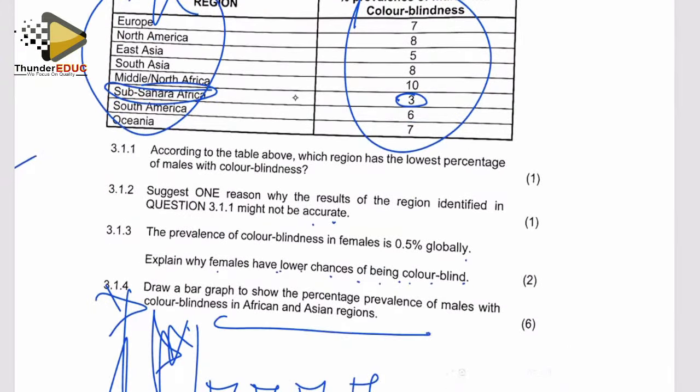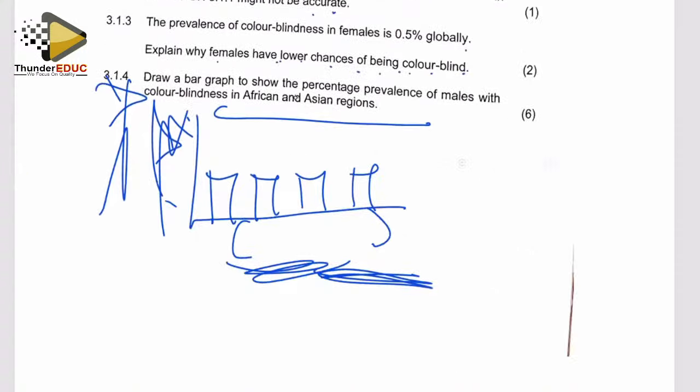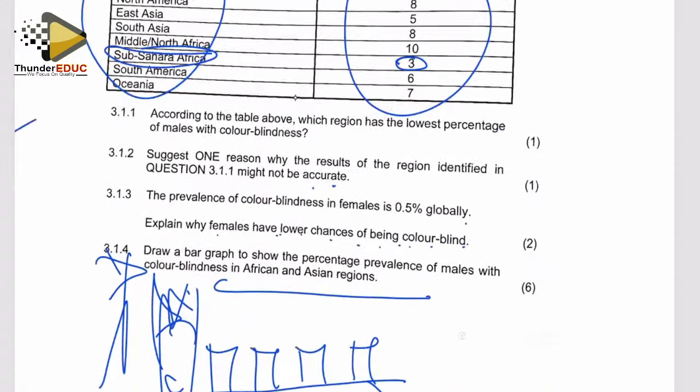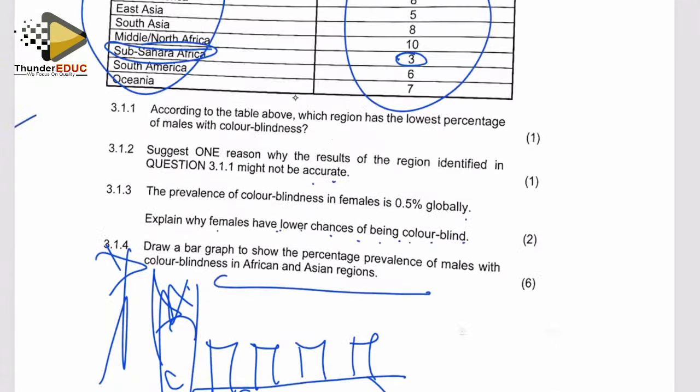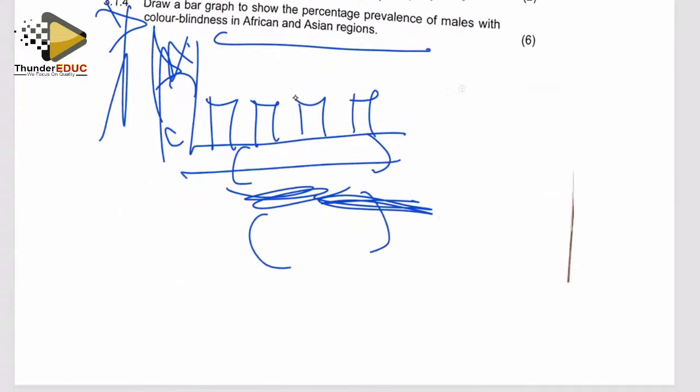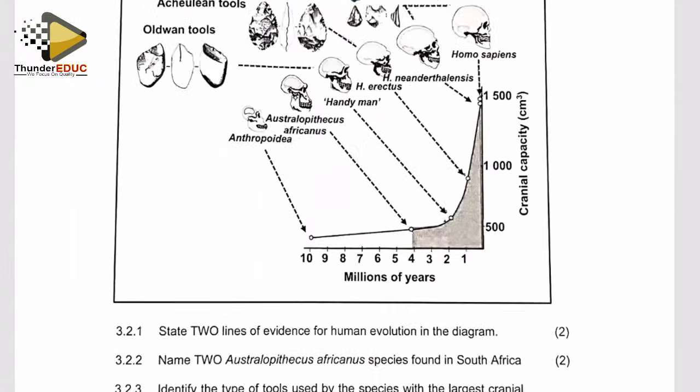Then you put the caption. Make sure that you put the caption properly. Make sure that you put units if the units are there. In this case, the unit is percentage, so the percentage must be there. These are countries, so you can put a region in brackets. And make sure that the spaces between the bars are the same. Then you'll be able to obtain all the 6 marks they have given you.